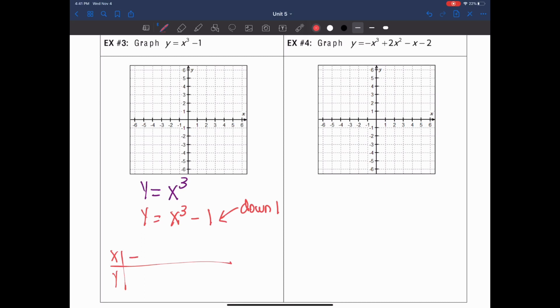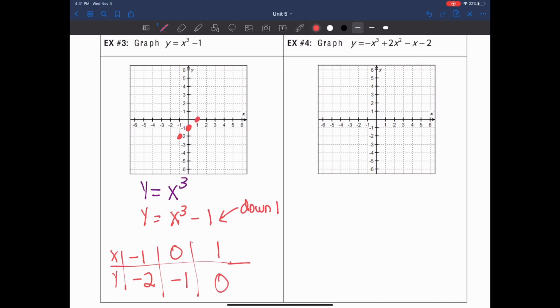So let's go ahead and plot -1. Well, if I plug -1 into that function, that's going to give me -2 for a result. So -1, -2 is a point. If I plug in 0, that's going to be 0 cubed minus 1, which is -1. So 0, -1. And then if I plot 1, this is going to be 1 cubed minus 1, which is just 0.